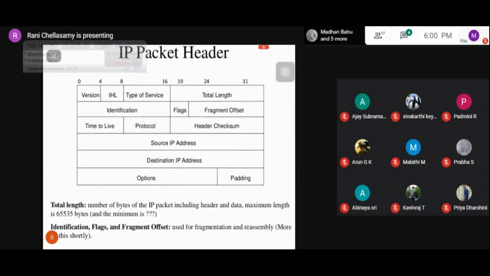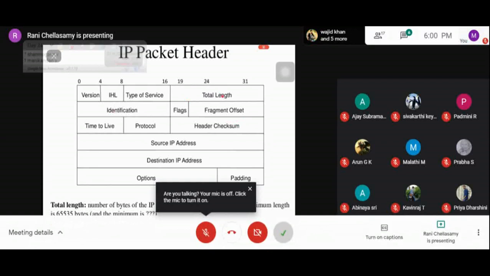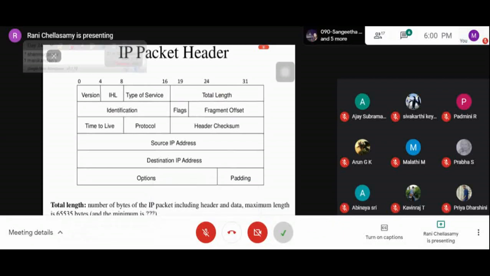The next fields are the identification field, flags, and fragment offset. These three fields are used for fragmentation and reassembly of the packets at the destination point. Fragmentation means the process of breaking up the packet into a number of pieces. Reassembly means that at the destination, the fragmented pieces of the packet are put back together. For fragmentation and reassembly, these three fields are used.